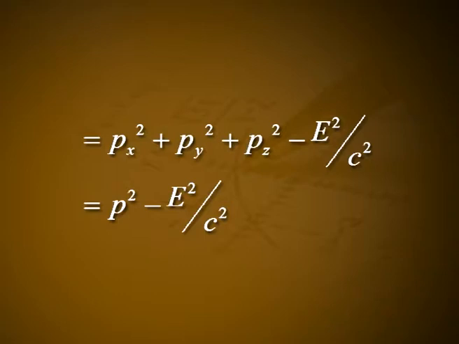If S dash is the rest frame of the particle, then the left hand side is equal to minus m naught square C square. That is, C square P square minus E square is equal to m naught square C raised to 4. E is equal to plus or minus square root of P square C square plus m naught square C raised to 4. Thus, energy can be positive or negative. Dirac gave a physical meaning to the negative energy.